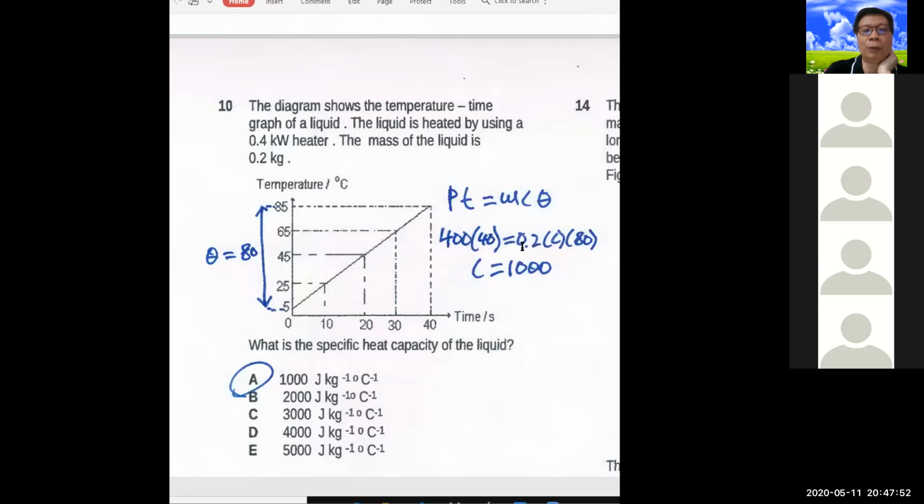And the mass is 0.2. c, you don't know, you are asked to find. Theta, where do you get it from? Change in temperature. From time 0 to 40, the temperature is moving from 5 to 85. That means the change in temperature is 80 degrees. So you put it here. So you calculate the c, you get 1000. Okay? So for this question number 10, the answer is 1000. Please jot down. Okay, jot it down, faster.